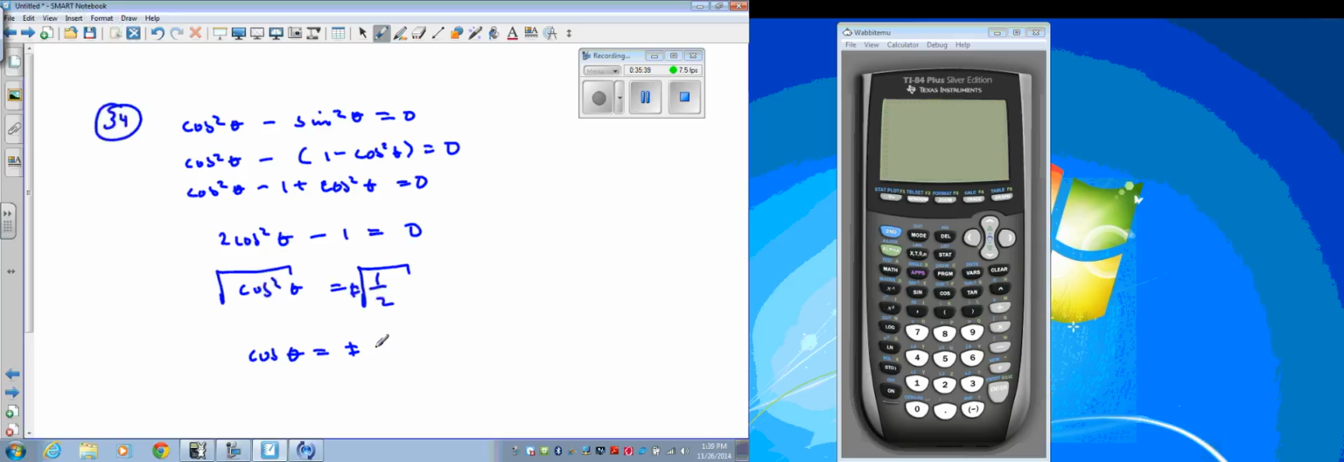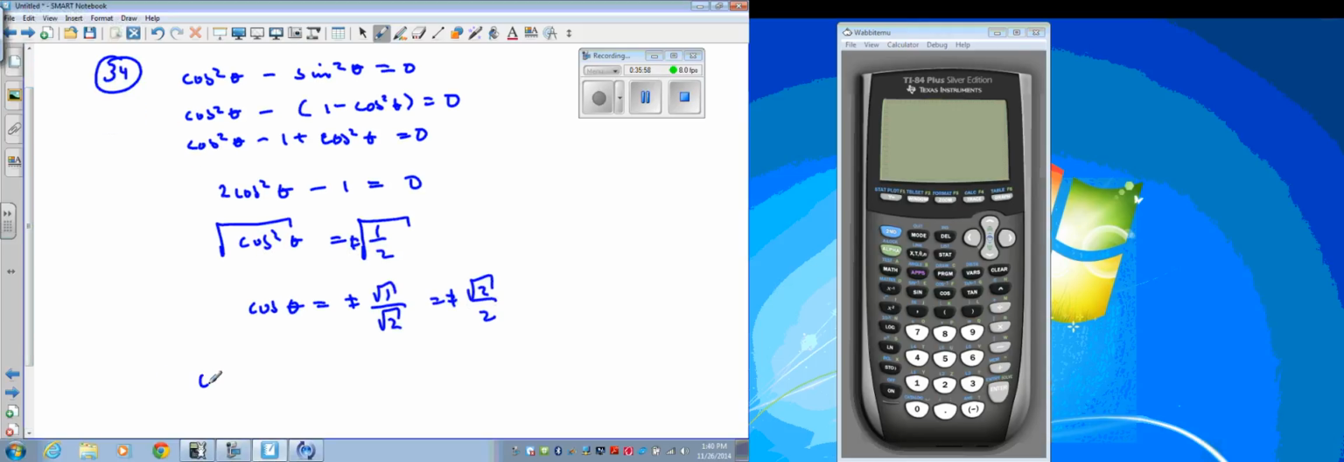This is the same thing as what? The square root of 1 over the square root of 2, which is the same thing as the square root of 2 over 2, plus or minus. The two things you'd have is cosine theta equals a positive square root of 2 over 2, and cosine theta equals a negative square root of 2 over 2.